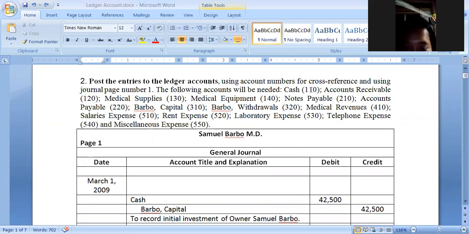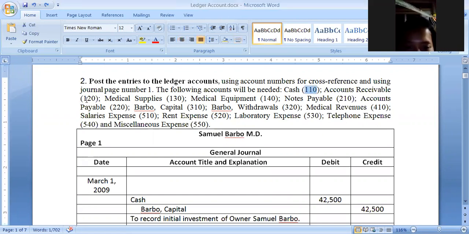Cash, account number 110; accounts receivable, account number 120; medical supplies, account number 130; medical equipment, account number 140; notes payable, account number 210; accounts payable, account number 220; Babrbo capital, account number 310; Babrbo withdrawals, account number 320; medical revenues, account number 410; salary expense, account number 510; rent expense, account number 520; laboratory expense, account number 530; telephone expense, account number 540; and miscellaneous expense, account number 550.